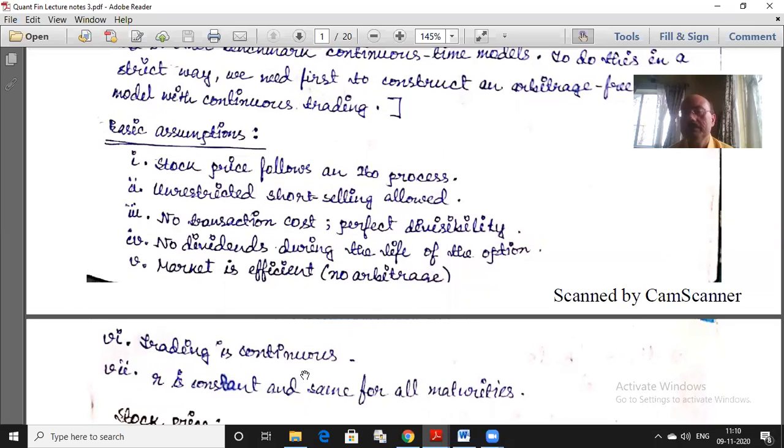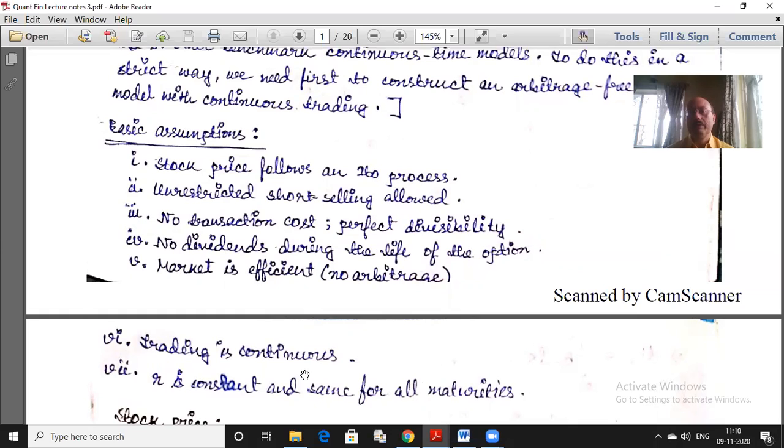Sir, in perfect divisibility, can we trade half the stock? Yeah, I can trade any real number. That's what I mean by perfect divisibility. Any real number. So again, this is not realistic, but for the time being, this is the assumption we work with.